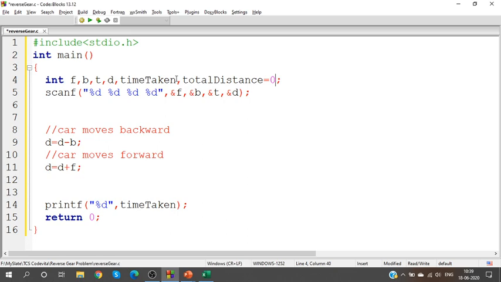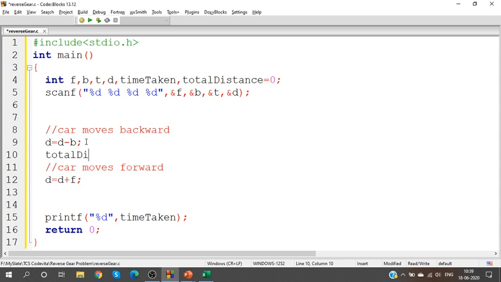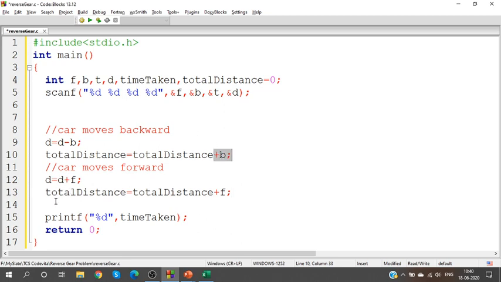Initially, total distance will be 0 meters. If it moves backward, it covers b meters, so total distance equals total distance plus b. To the previous distance, add b meters. Similarly, if it moves forward, total distance equals total distance plus f. If it moves backward, add the distance of the backward direction. If it moves forward, add the distance of the forward direction.